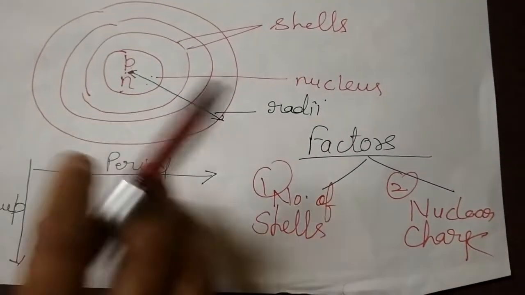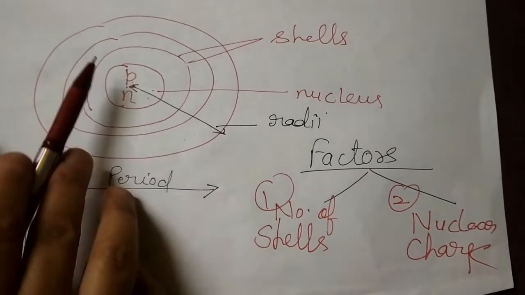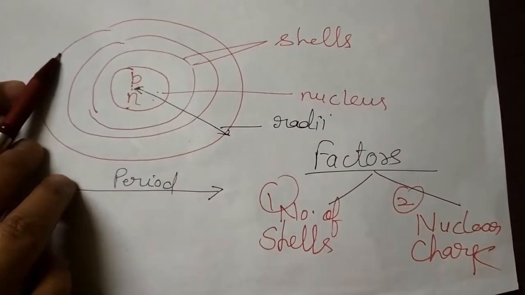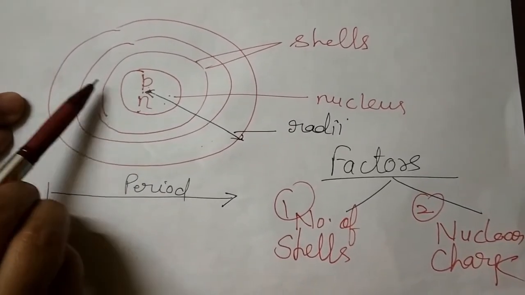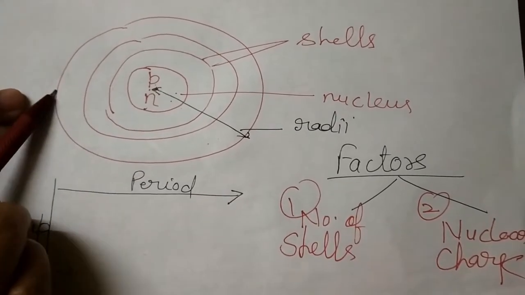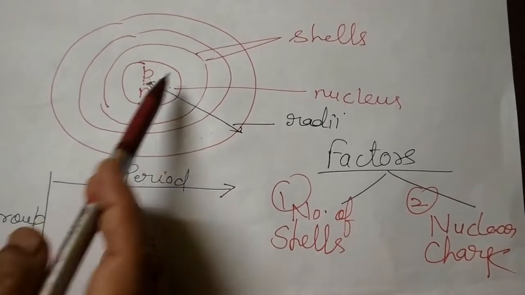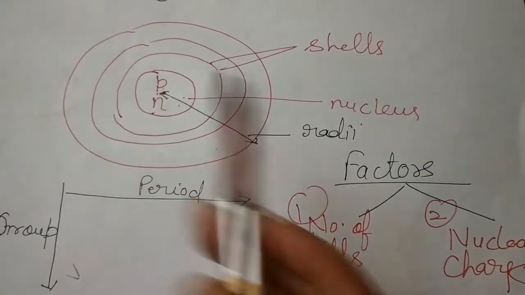Now how are they affecting the radii? Now let me clarify this. If more and more shells are present, then the distance between the nucleus and the outermost shell increases. So that means as the number of shells becomes more and more, the size becomes greater and greater.